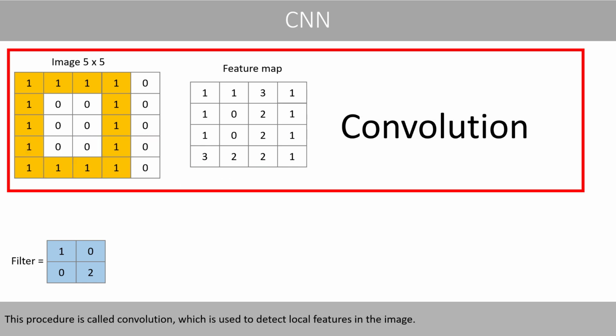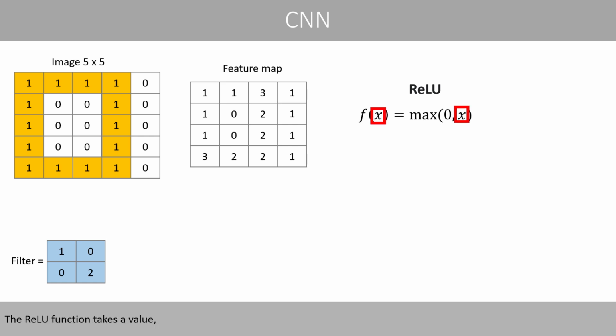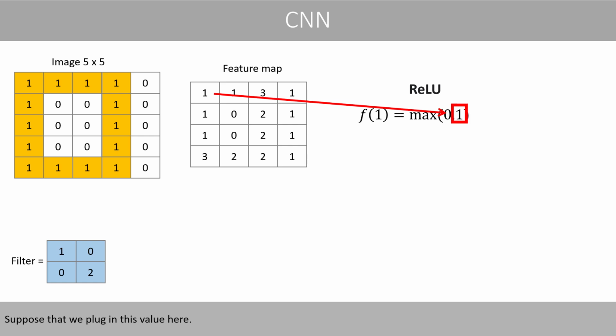This procedure is called convolution, which is used to detect local features in the image. Then one applies some activation function on the feature map, such as the ReLU function. The ReLU function takes a value and returns the maximum value between 0 and the value that we plug in.